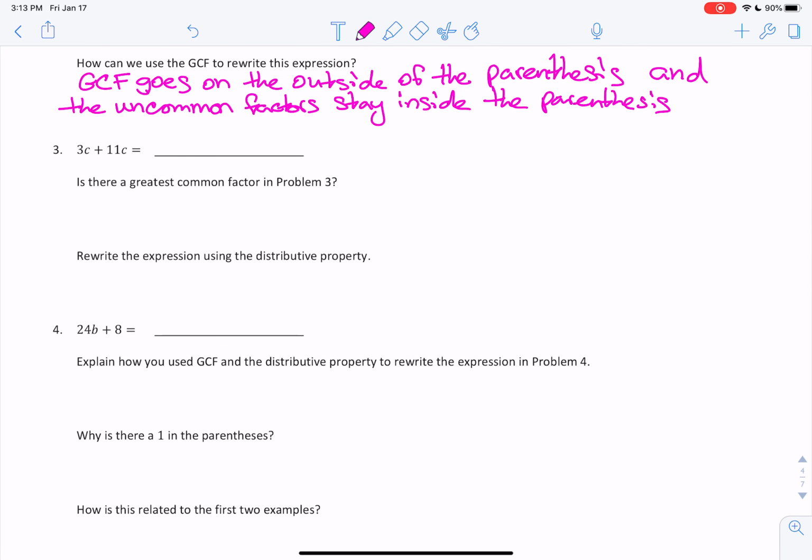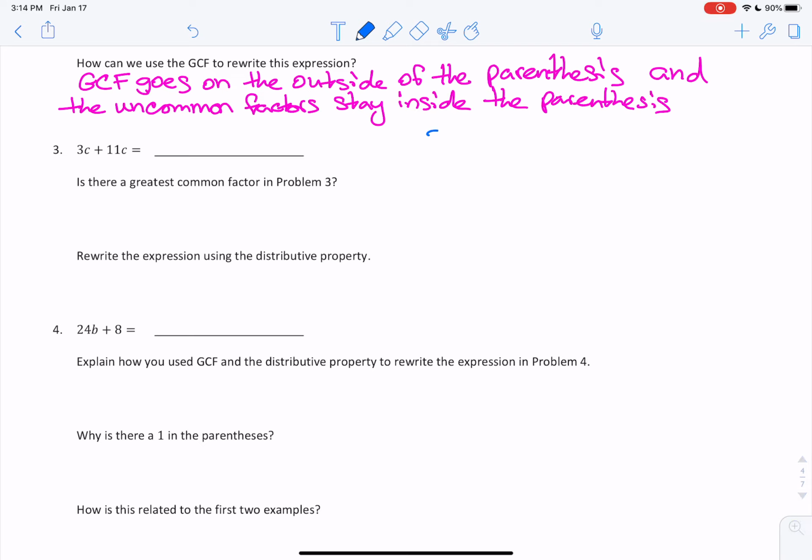We have example 3. Example 3 is 3c plus 11c. In this case, we have 3 and 11, and you're probably going, okay, they don't have anything in common, because 3 is only 1 times 3 and 11 is only 1 times 11. They're both prime numbers, so there is no greatest common factor. But there is a greatest common factor.